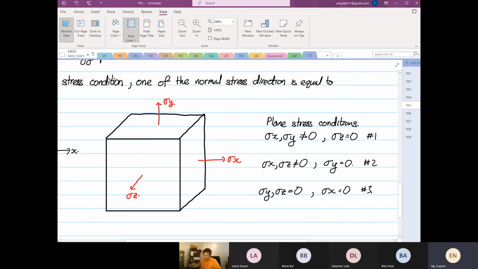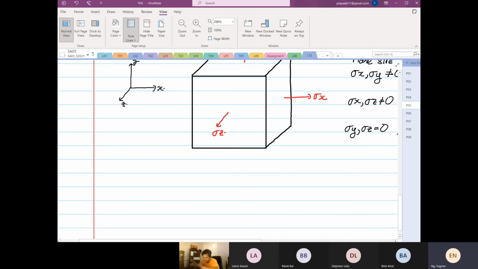So when von Mises developed his criteria, it will work with either condition number 1, condition number 2, or condition number 3. So now, based on distortion energy, I'm going to introduce you to his formula.